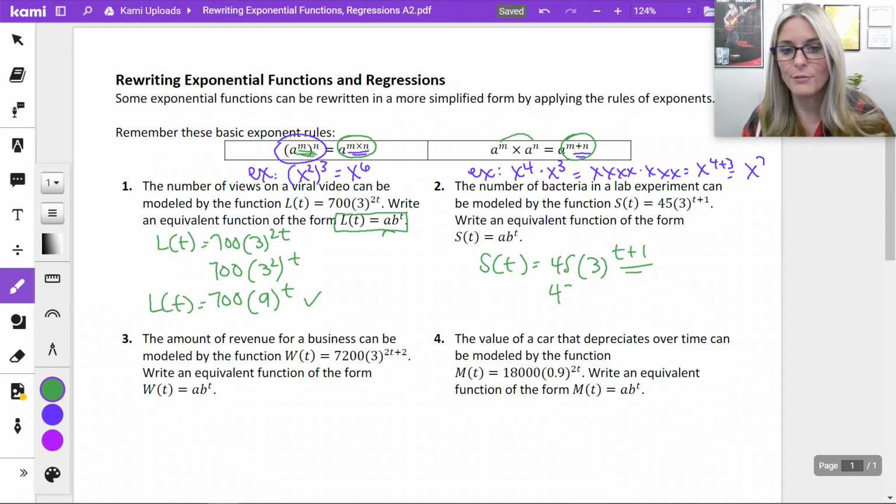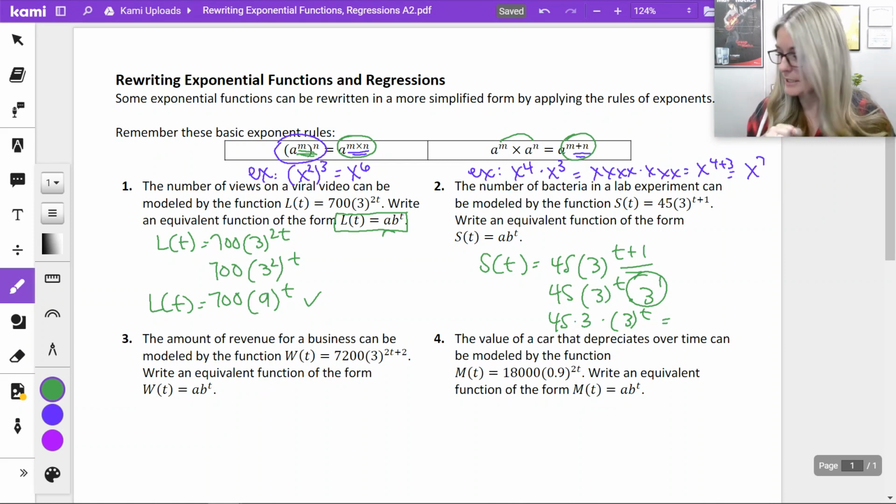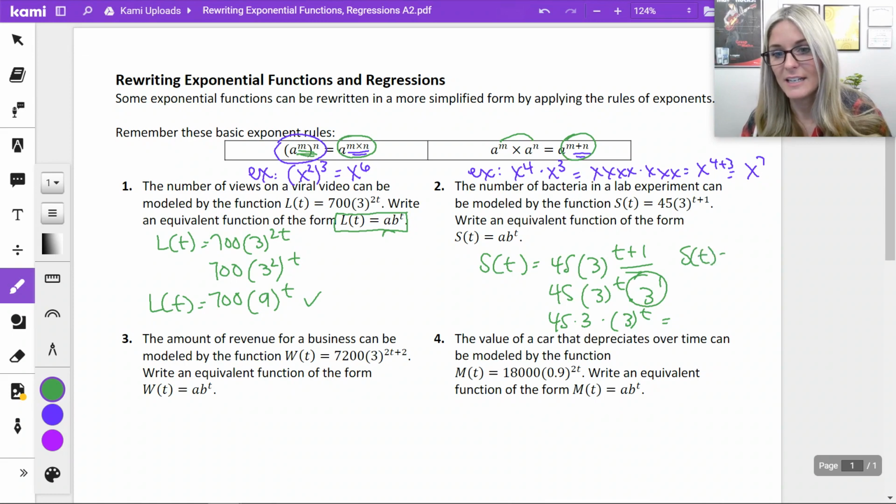So let's see, we had the 45. We're keeping the same base. We have a 3 raised to the t times 3 raised to the first. Using that second exponent rule just directly above, I know what 3 to the first is. I have 45 times 3 to the first is a 3, and then we'll have 3 raised to our t. Let's do 45 times 3 is 135. So we have something like S of t equals 135 times 3 raised to the t.